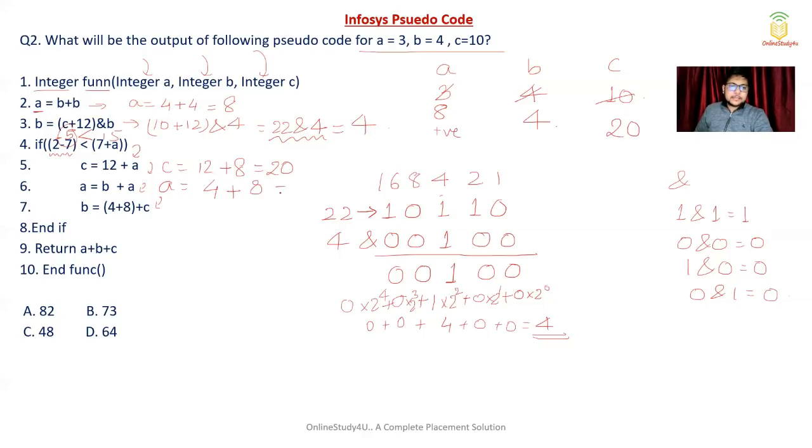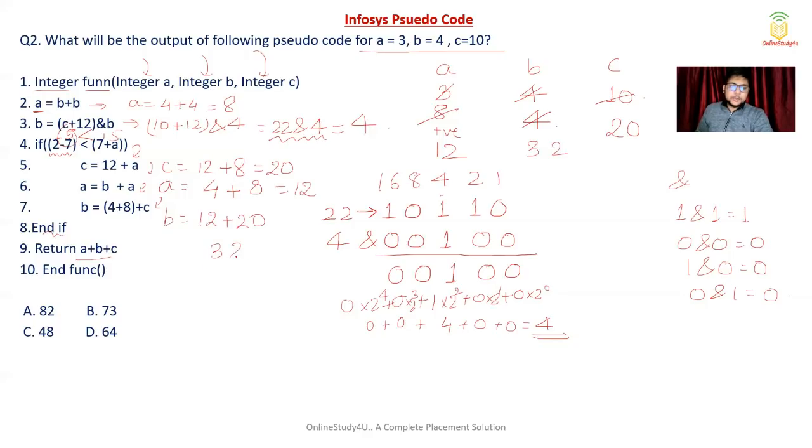B plus A, that is 12. So my A gets updated to 12. And now my B gets updated to 12 plus 20, 12 plus C. So this is 32. So my B gets updated to 32. And then the if block ends, then we have to return the value of A plus B plus C.